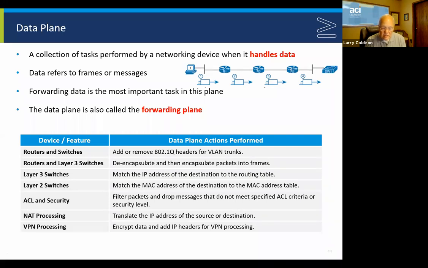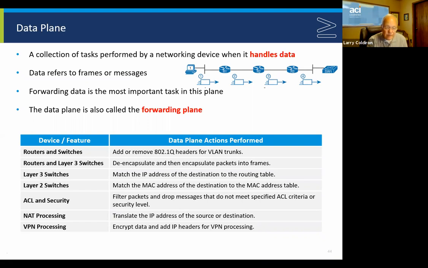Layer 3 switches match the destination IP address against the routing table. It doesn't construct the routing table, it uses the routing table. Layer 2 switches use the MAC addresses. They don't create the MAC addresses, they accept the MAC address, match it, and forward frames directly to the port where they should go.